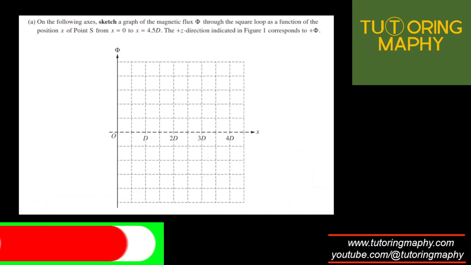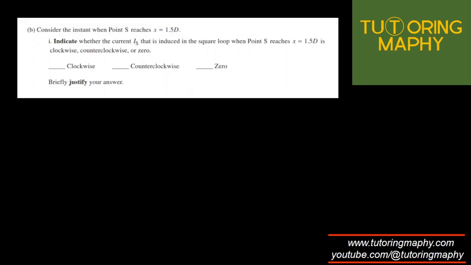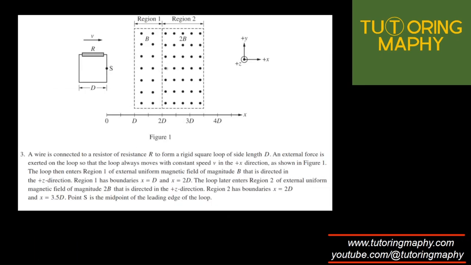On the following axis, sketch a graph of the magnitude of the flux through the square loop as a function of position X of point S from 0 to 4.5D, and the plus Z direction of the flux is to be taken as positive flux. So I know that the flux is always positive because the magnetic field is always out of the page. That's for sure.